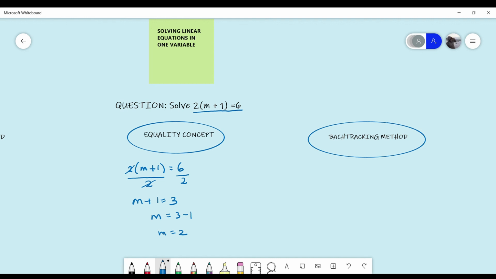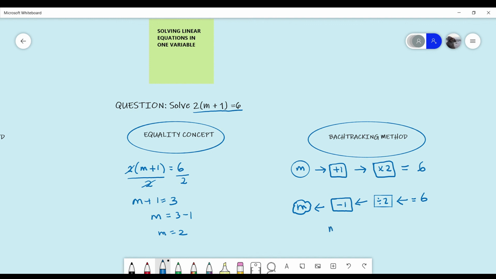Okay, backtracking method, we start with our variable, m. Okay, so m will add 1 first. Alright, after adding 1, it will multiply by 2, multiply with 2. And then, we get our answer, which is 6. Alright, so for backtracking, start with 6. Okay, U-turn, we divide by 2 because multiplication, the opposite operation is divide. And then, we are going to minus 1, the opposite operation of plus. And then, we will get our answer for m.